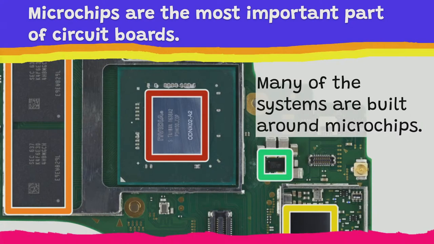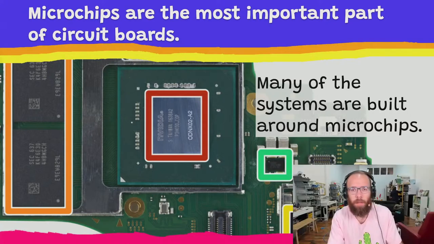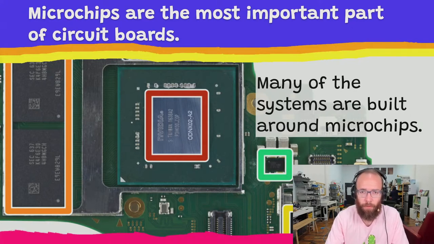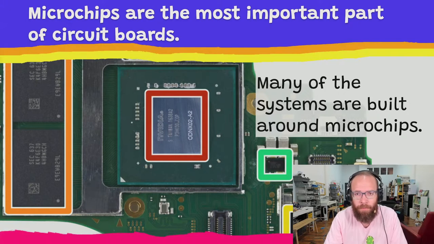Microchip, most important of the board, and many systems are built around the microchips. So we have different microchips in here too. Like I said, the Bluetooth, the Wi-Fi, the RFID, the audio processor. There's different processors in here, and they all have systems kind of built around them that then get connected back together.